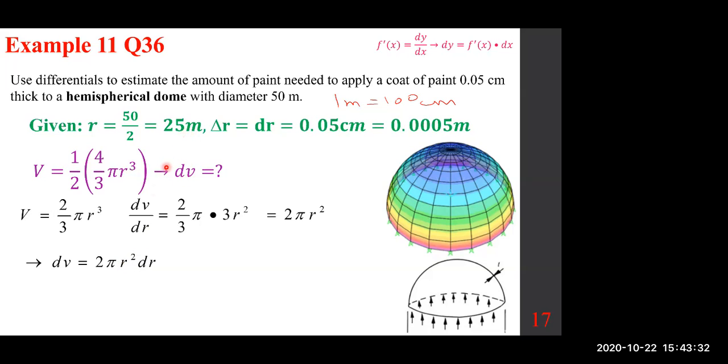Now replace this with 25, and then this one with 0.0005. And that gives us 5 pi over 8, or 1.9635 cubic meters. So this is an approximation. What is the exact amount, class? Can anybody tell me how we can find the exact amount? Precise amount of paint. Anybody?